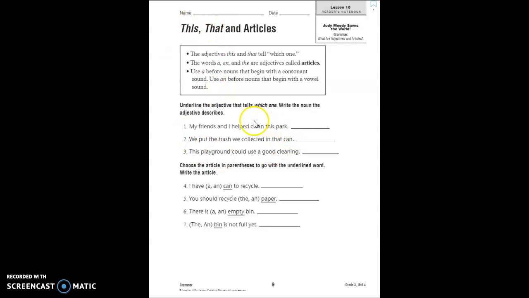So let's take a look. The very first part, it says underline the adjective that tells which one. The adjectives this and that tell which one. So that's what we're going to be looking at, this and that. Write the noun the adjective describes. So let's look. My friends and I helped clean this park. So we need to underline the adjective that tells which one. So this we're going to underline and write the noun. Park. Which one? This park. Okay? So we're going to write park on the line.